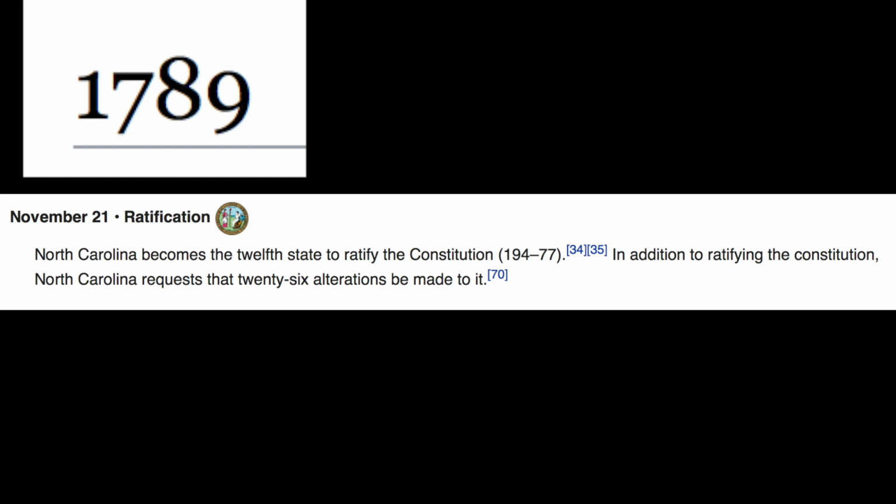Now remember, in June of 1789 is when James Madison introduces the Bill of Rights. So even at this point in November of 1789, North Carolina becomes the 12th state to ratify the Constitution, 194 to 77. In addition to ratifying the Constitution, North Carolina requests that 26 alterations be made to it. These are a lot of alterations that they want made because there's a lot wrong with the U.S. Constitution. And the same thing goes for them: would they have ratified if they knew what was actually going to be done?